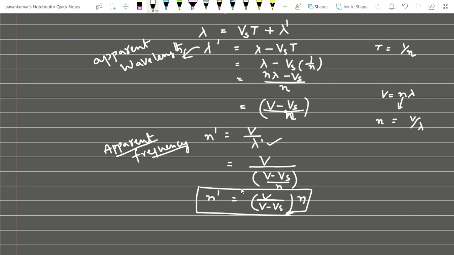From this expression, we can clearly say that the fraction V divided by (V minus Vs) is greater than 1, because the numerator is higher than the denominator. So, the fraction value we get is greater than 1. So we can say that the apparent frequency heard by the observer is always greater than the actual frequency.